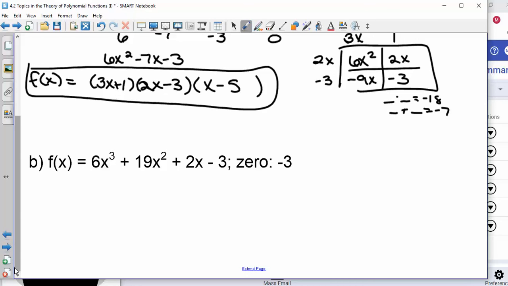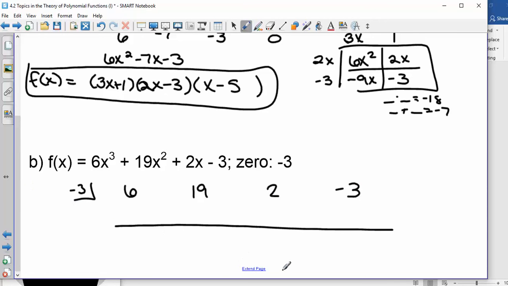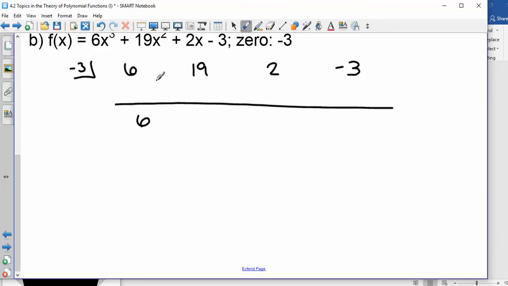Why don't you guys try this one? Make sure if you have any missing powers of x, you put in zeros for them. Comes down, multiply -18, add 1, -3, -1, 3, 0. So that's 6x squared plus x minus 1. Did you guys get that part?